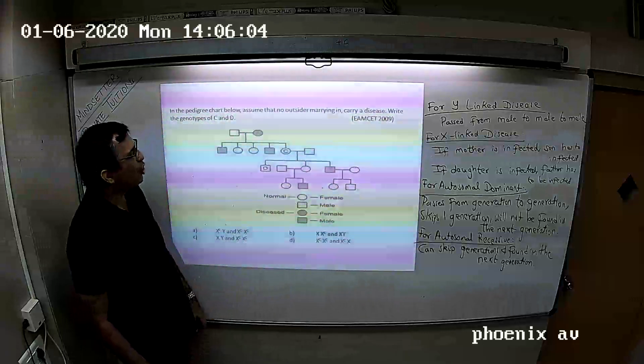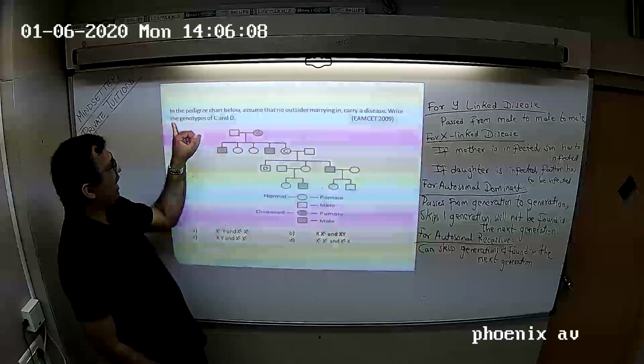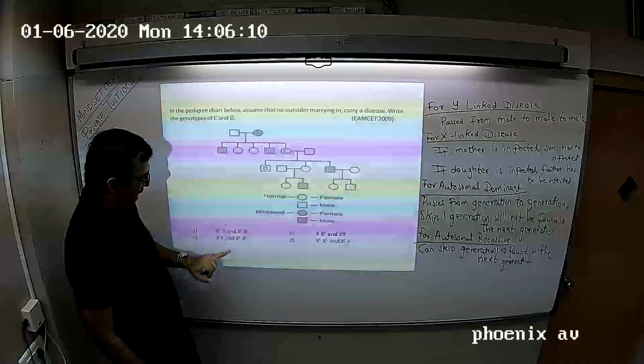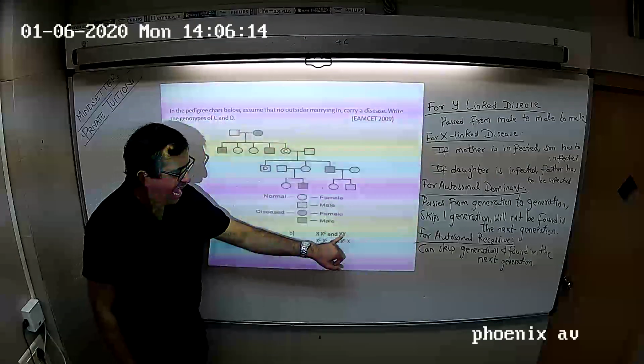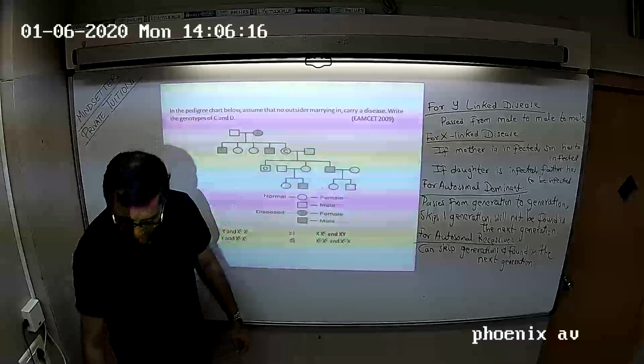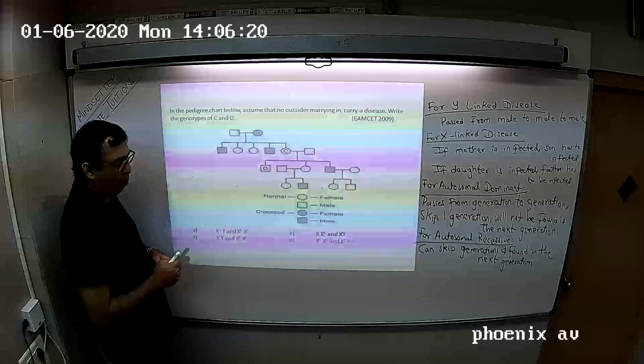Then we have this chart. In the pedigree chart, no outsider is carrying the disease. What are the genotypes of C and D? Now, they have already mentioned that this is an X-linked disease. ये X-linked disease है क्योंकि autosome mention नहीं किया है options में.